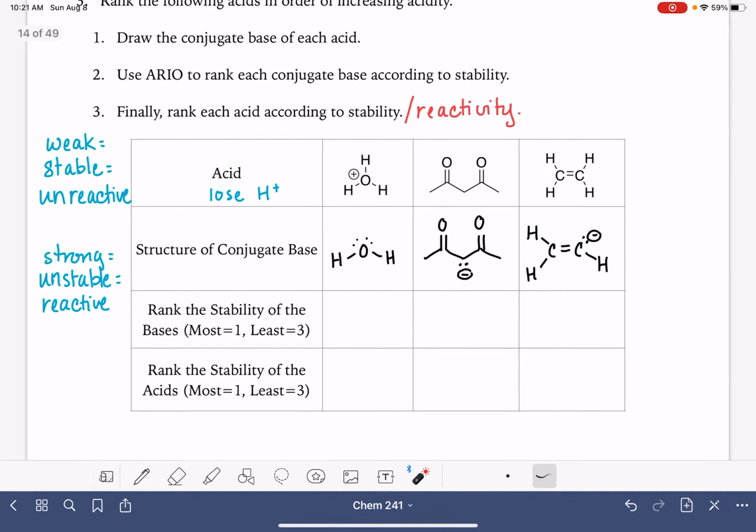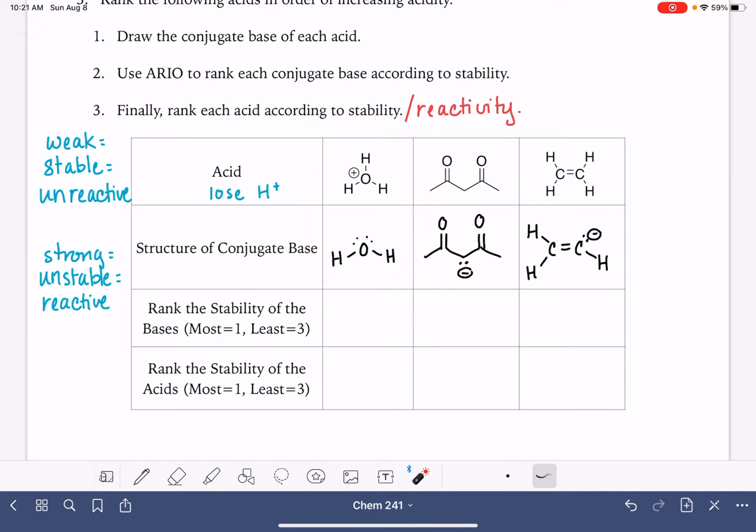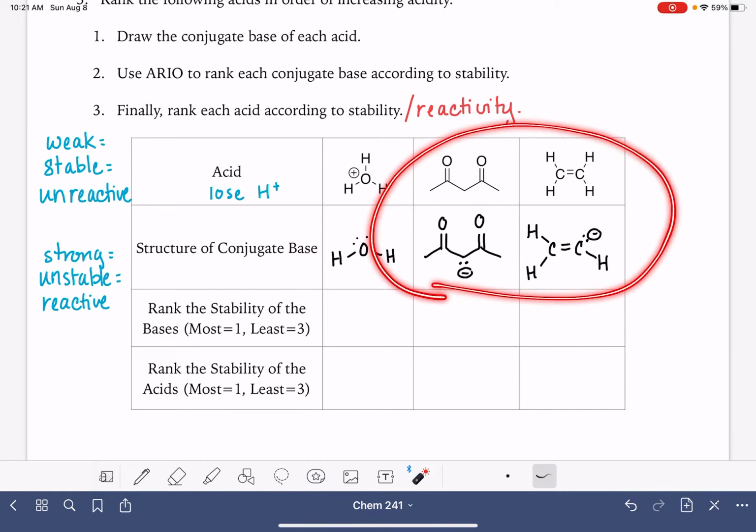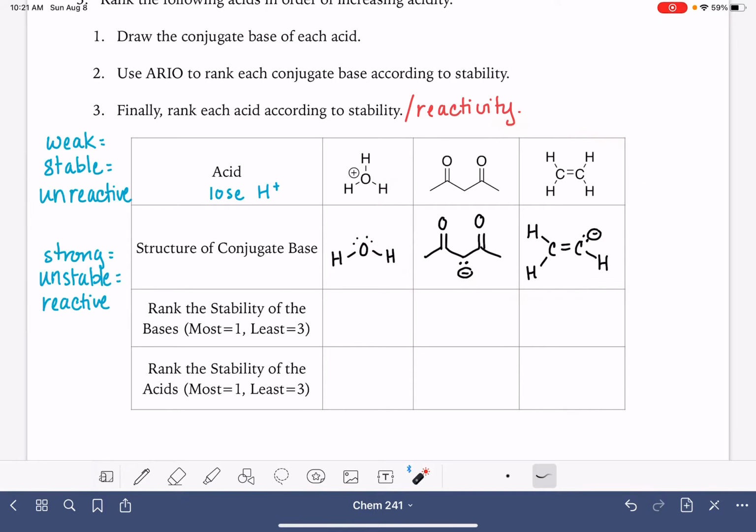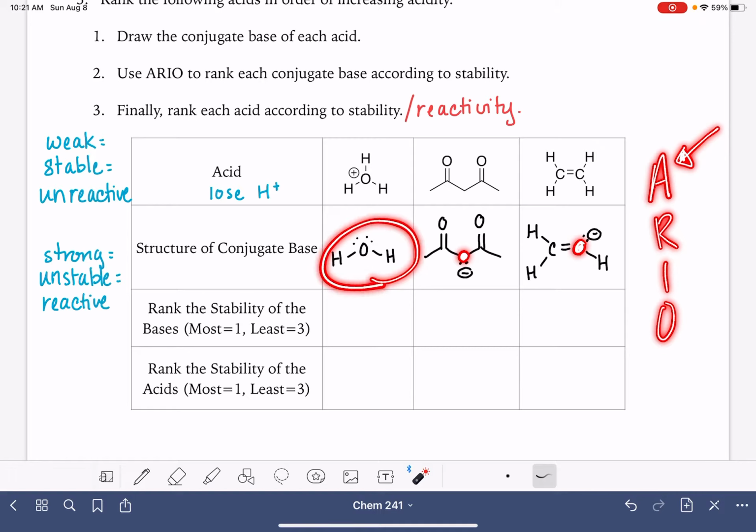In this particular case, I did throw in an example where the conjugate base doesn't have a charge, but this is definitely not normal. In most instances, your conjugate bases are going to have formal charges, and that makes the ARIO rule really easy. It would be really difficult to apply ARIO to this example right here. So remember that we want to apply ARIO in order, which means the first thing we want to do is look at which atom has the negative formal charge. It's right here, and it's right here, and none of these atoms have negative formal charges, and that's the ultimate winner.